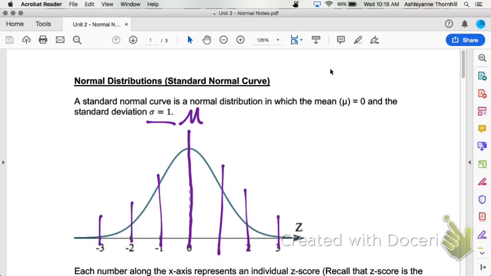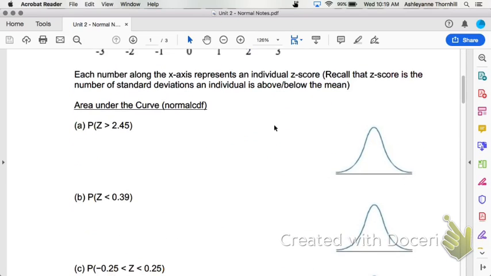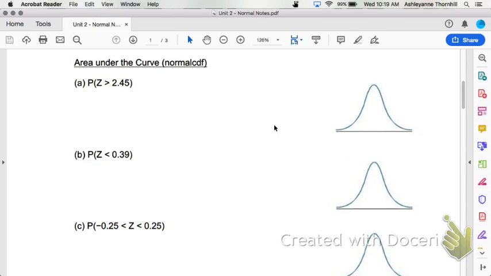So that's when you are given a z-score, like z equals this. If I wanted to find what we're calling the area under the curve, like what percentage is greater than a z-score, I am going to use the function in my calculator called normal CDF. If this is 0, 1, 2, 3, then 2.45 would fall somewhere around here. So I want to find the area greater than 2.45.